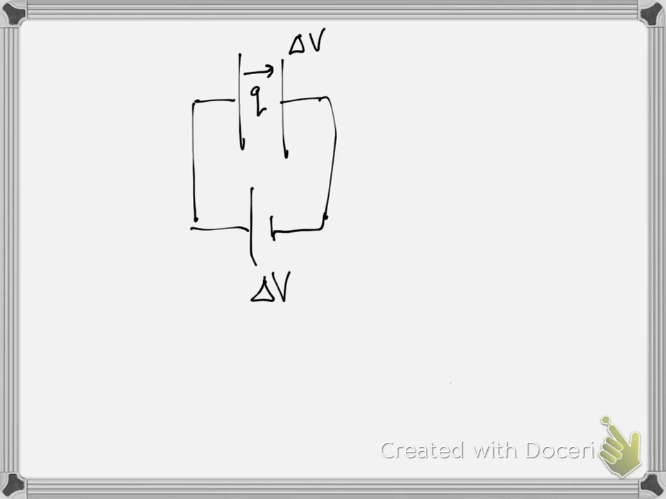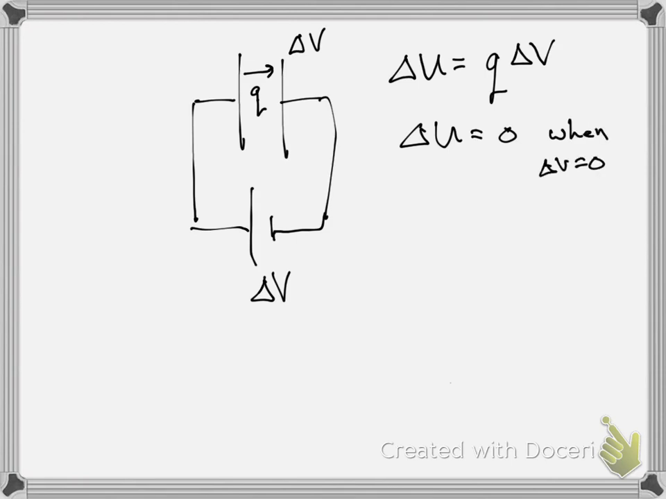So the question that I want to ask is, if a capacitor has a potential difference of delta V, how much energy does it take to move a charge Q through that potential difference delta V? And we know that the amount of energy is delta U equals Q delta V. So the very last charge takes an energy of Q delta V. The very first charge took an energy of 0, when delta V was 0, because there was no charge separation yet.